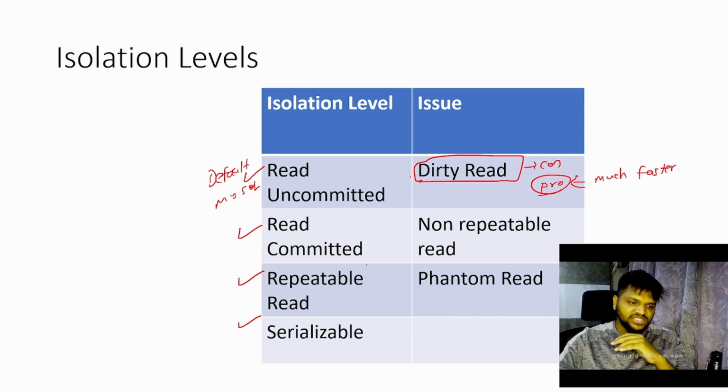The next thing is read committed. Read committed is the second isolation level. This is the updation part of it. Read committed is the default in Postgres.